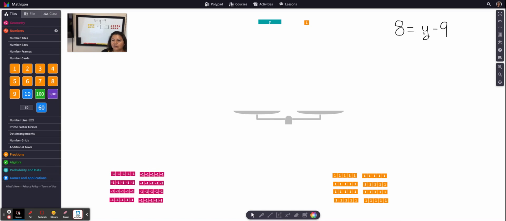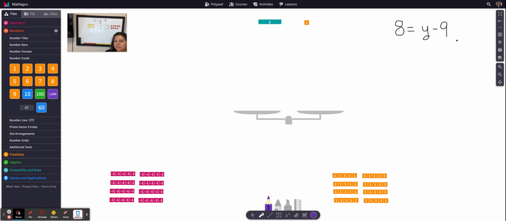So we're trying to figure out what is the value of y so that when we subtract 9, we get an answer of 8. Sometimes we'll see the variable on the right side, sometimes on the left side, sometimes an x, sometimes a y, or any other letter to represent an unknown. So I'm going to solve this equation in 3 different ways, and we're going to try to make a connection between all of them.